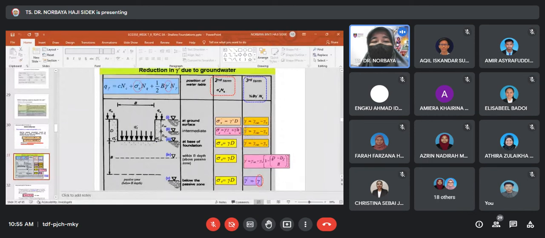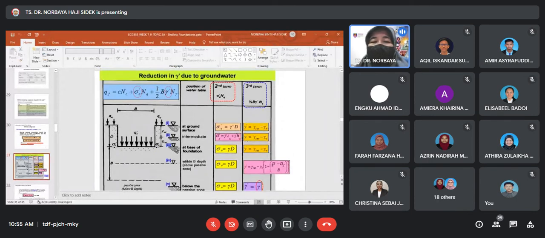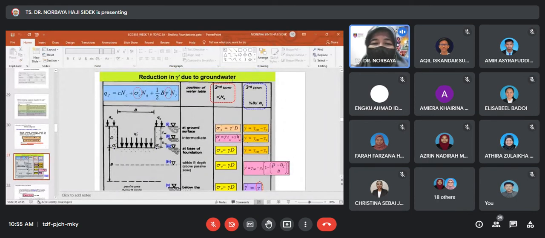Okay, so how it works? Okay, here, this is a reduction in the gamma dash due to the groundwater. So here you may refer that sigma dash naught. Masih ingat lagi kan? And then gamma dash. They have 5 different locations at the ground surface. Okay, ini yang kamu nampak 1, 2, 3 Romans tu. At the ground surface, this is at the intermediate, this is at base of foundation. Okay, within B that. Okay, above passive zone.